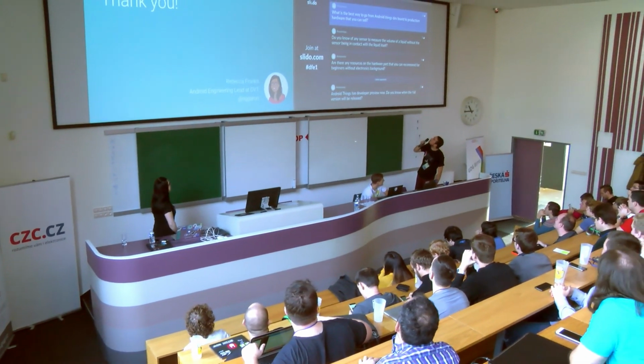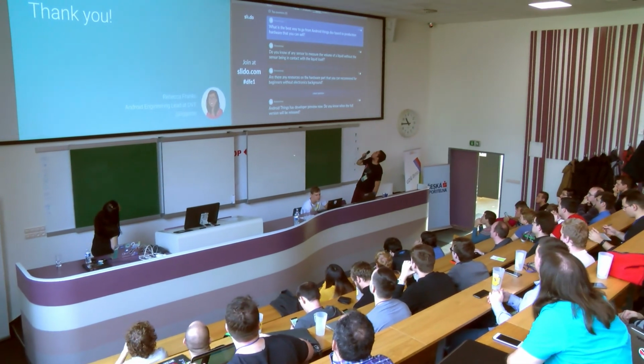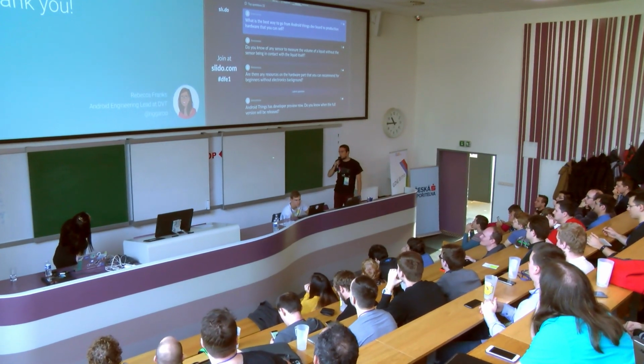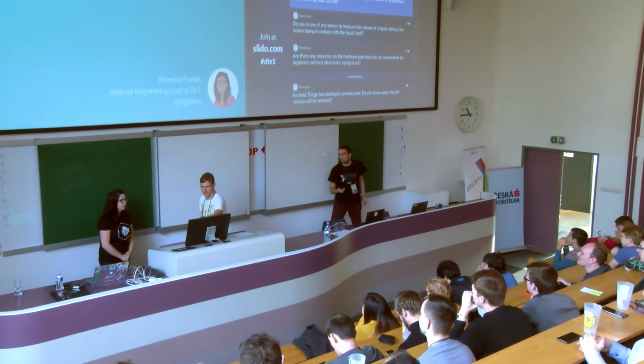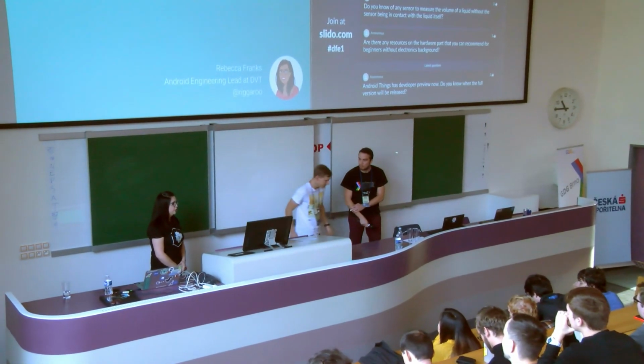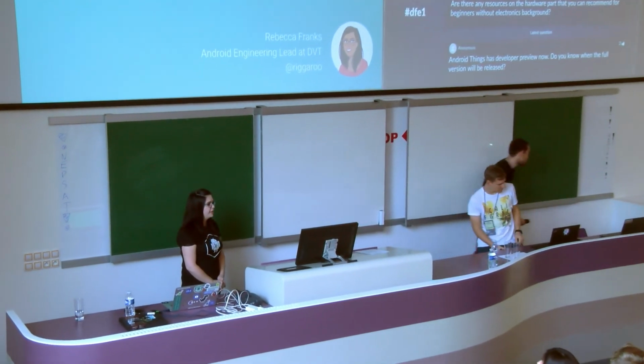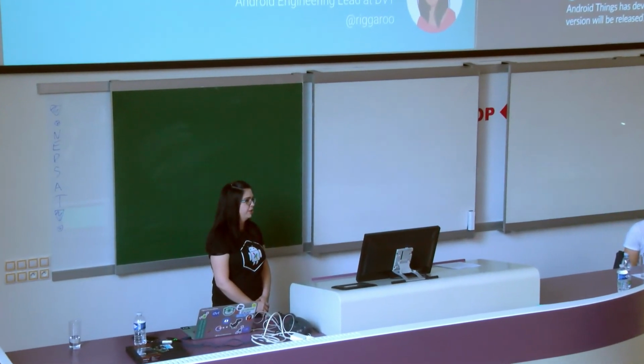What is the best way to go from an Android Things DevBoard to production hardware that you can sell?